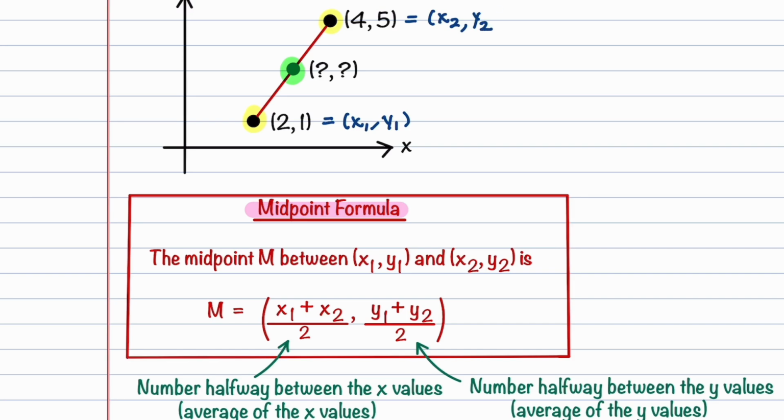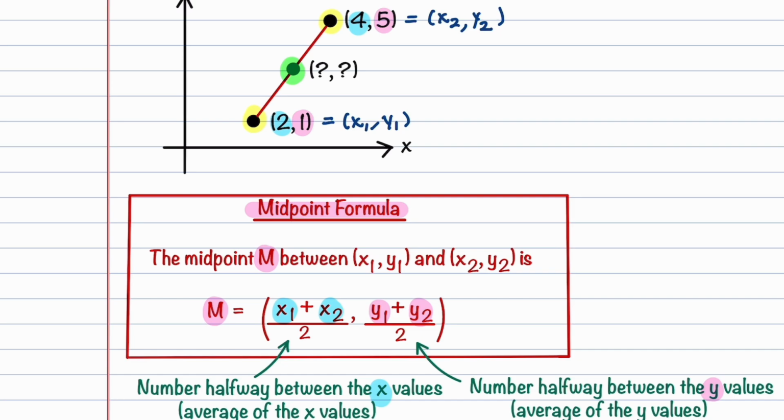The midpoint M between these 2 points is the number halfway between the x values. These are our x values, 2 and 4, equal to x1 and x2. And the number halfway between the y values. These are 1 and 5, which are y1 and y2. Let's now apply this formula to our example.